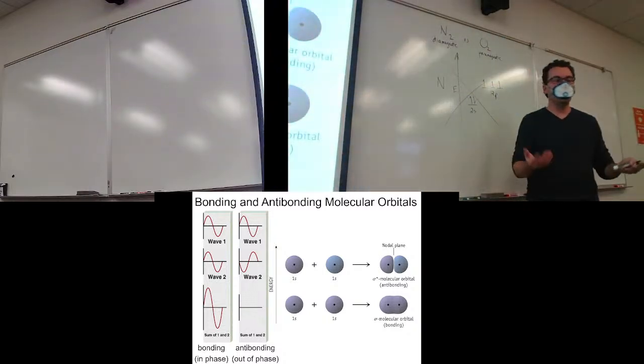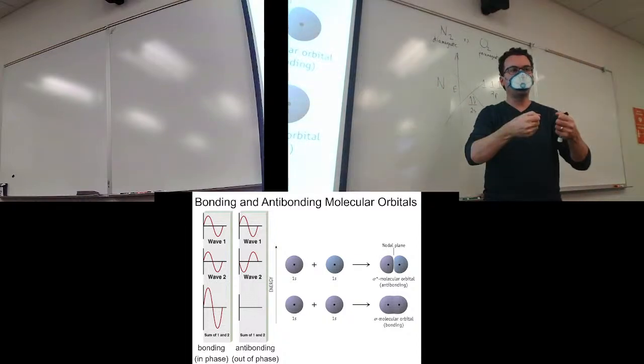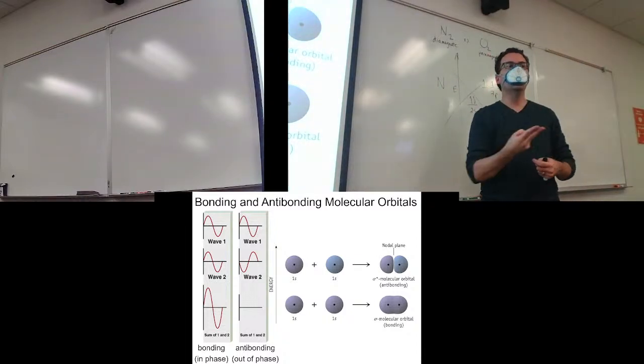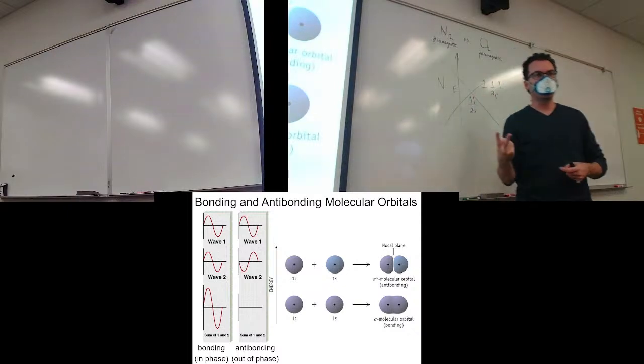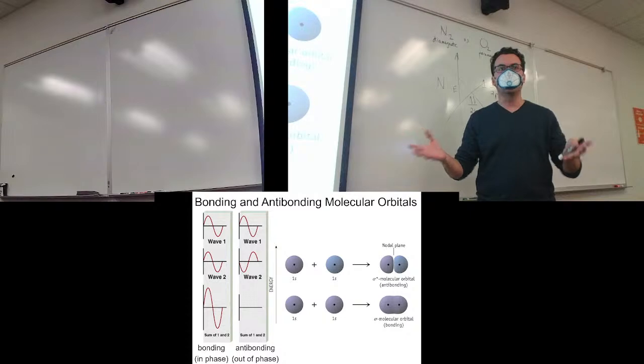And the rules are the same. The number of atomic orbitals I mix together, I'll get the same number of new orbitals out of that. So if I mix 2 orbitals together, I will get 2 new orbitals, which we're going to call molecular orbitals, because these are orbitals that are now spanning the whole molecule, not just one atom.